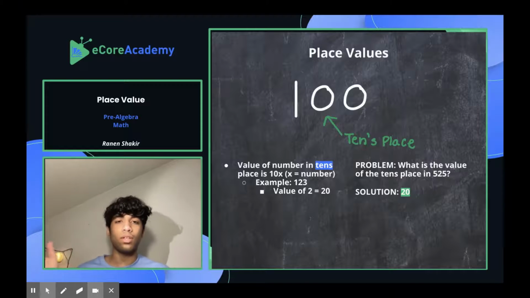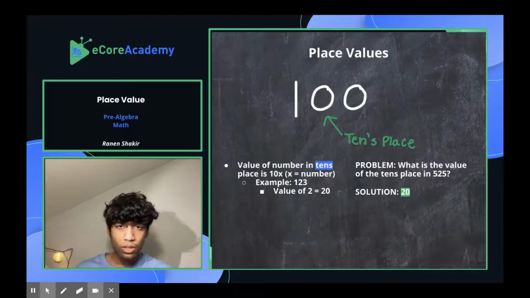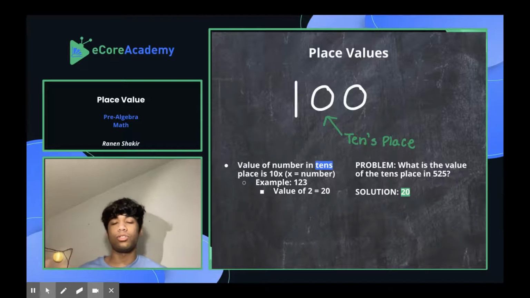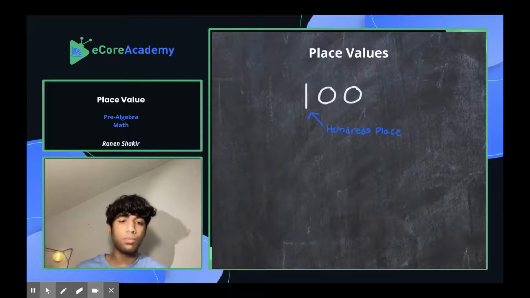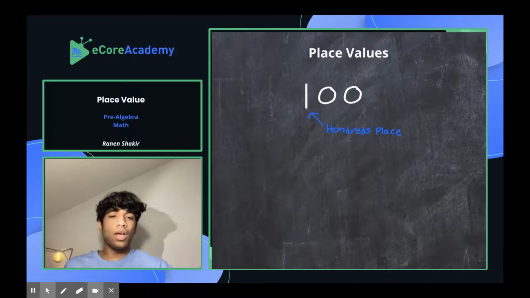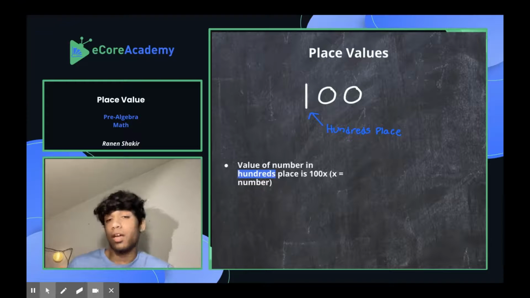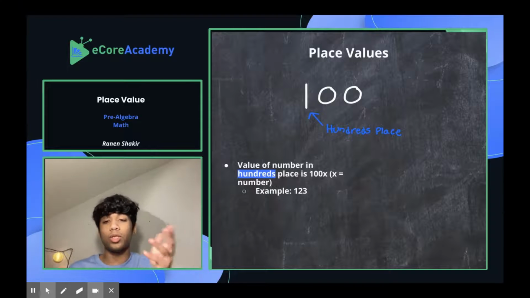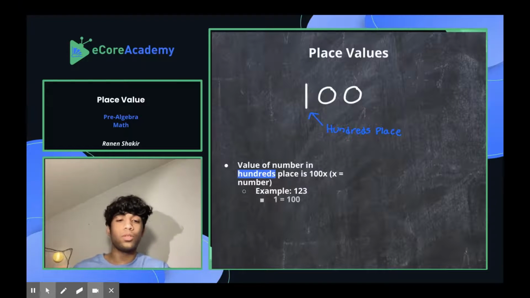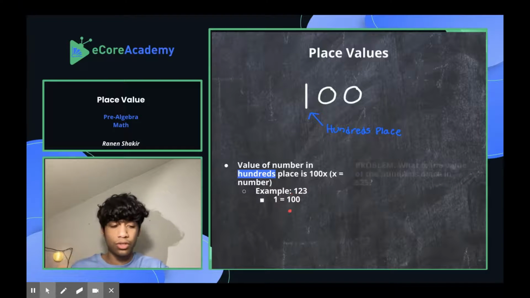But there's infinite amounts of place value, both in the whole numbers and decimal numbers. There's no end, so there's no way I can describe every single place value. But if we have the hundreds place right here, I can talk about the hundreds place. The value of the number in the hundreds place is 100x, where x is your number once again. An example, again, 123: we have the 1, we plug it into our formula, 1 times 100 is 100, so the value of the 1 in 123 is 100.